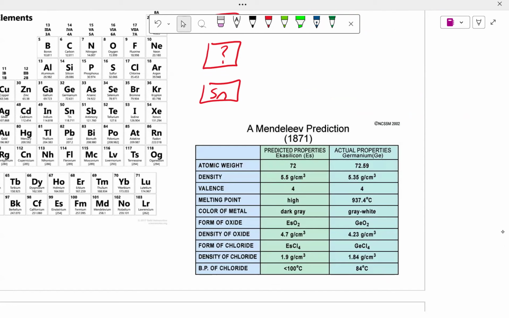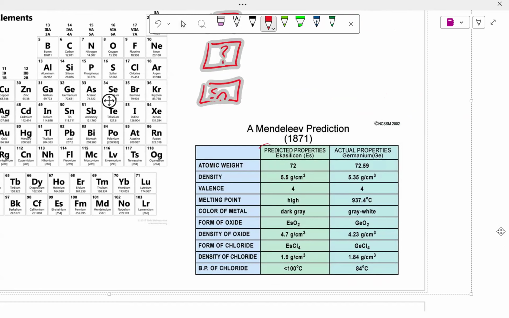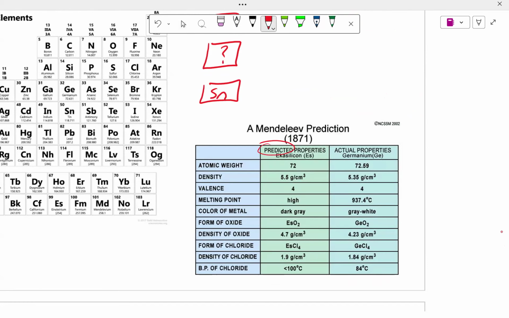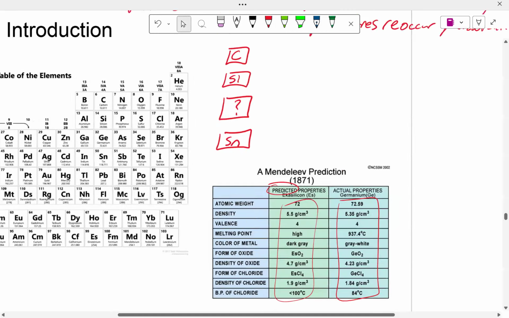So he knew that this element was below silicon. He called it Eka silicon, which is basically his prediction. So he predicted these things. And he basically said, well, it should have all of these properties. Once it gets discovered, it should have somewhere around those. And if you look at it, he was pretty darn close to what those properties actually were, just by noting what column it was in and what the properties of silicon were right before it and tin right after it.